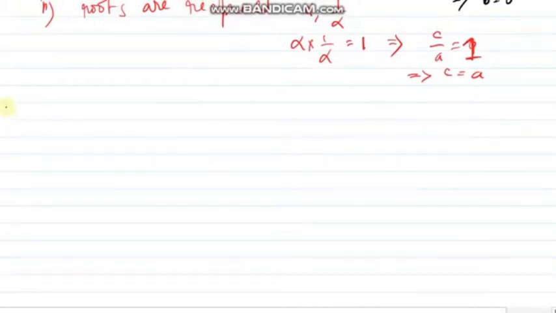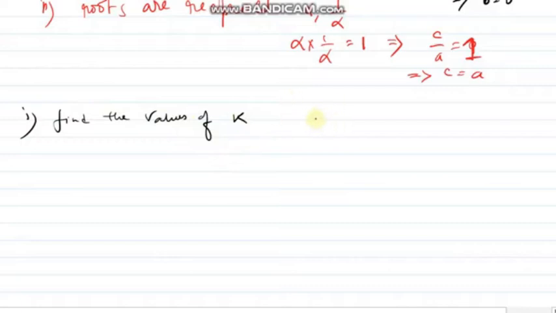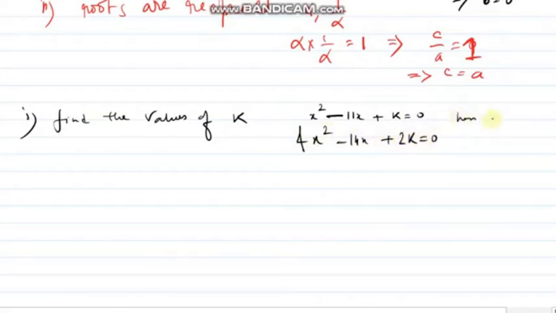Is it fine? Next, one more concept I will discuss, the common root concept. So suppose I discuss one problem: find the value or values of k, it can be more than one value obviously, so that x square minus 11x plus k equals to 0 and x square minus 14x plus 2k equals to 0 have one common root.